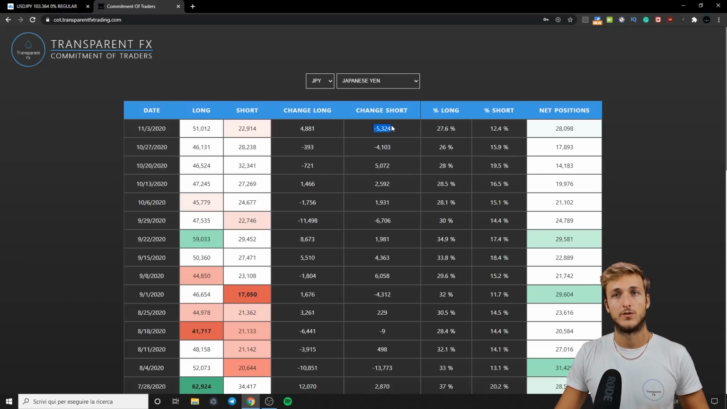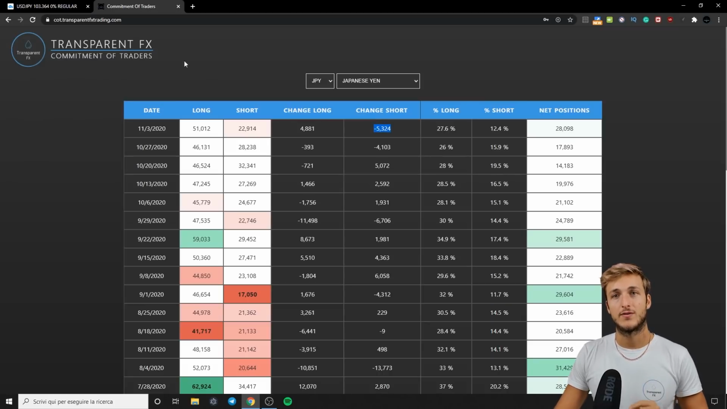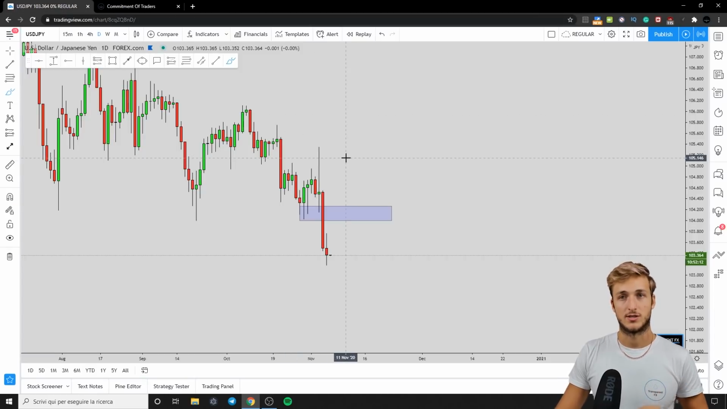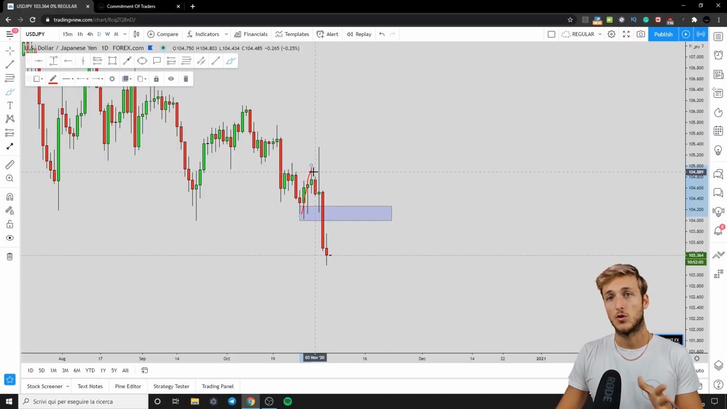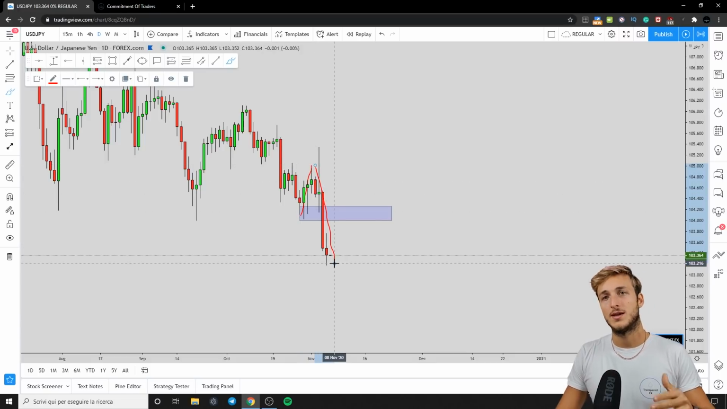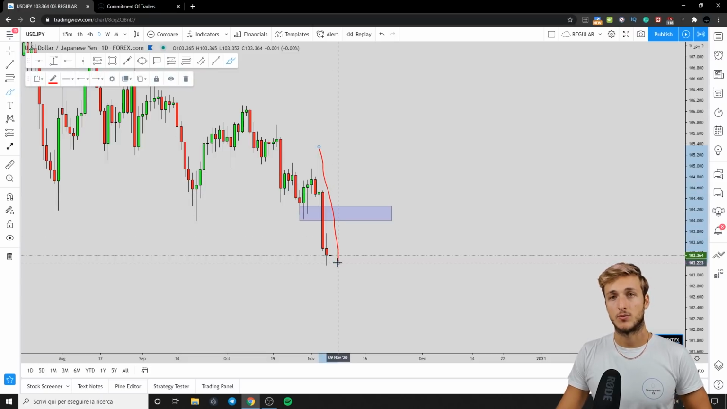However, since we have to reverse everything, this means that what they did is close all these shorts, so 5.3k longs getting closed, because obviously you have to reverse everything. So what actually happened is that hedge funds closed 5.3k long positions and opened 4K shorts. So they have been closing their longs and opening massive shorts on USDJPY. And in fact, this is already reflected in the price action. The market followed to the downside with a strong rejection.